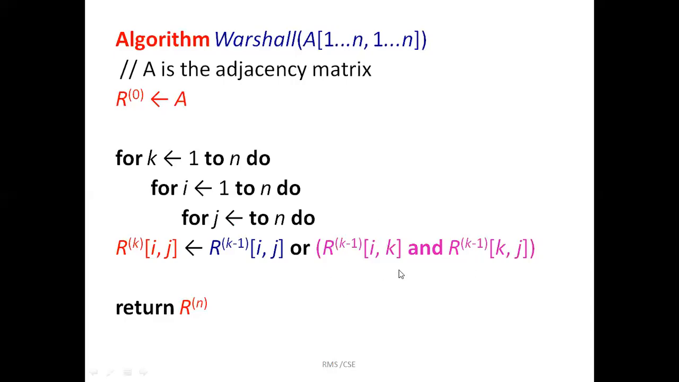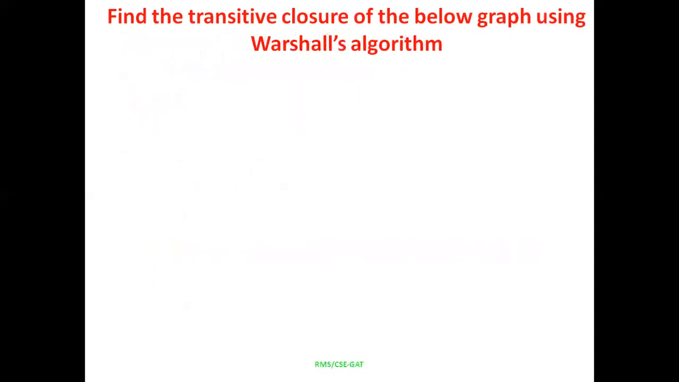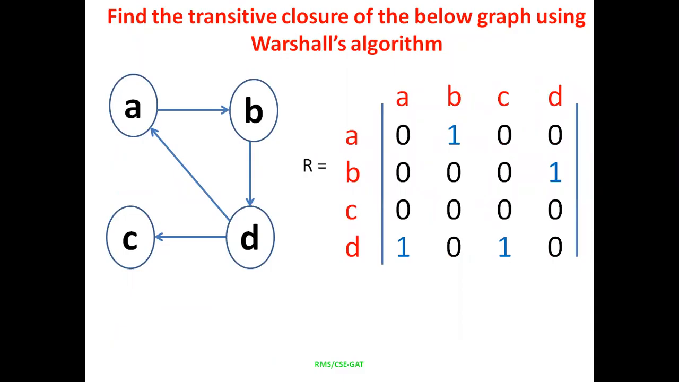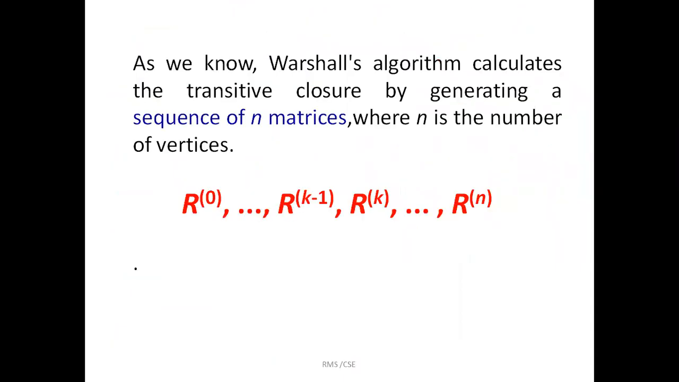So like this, we have to apply this by taking the help of dynamic programming, that is, using previous answers to get the next answer, the next solution. So repeat this till I get the final matrix, which gives us the transitive closure. So let us consider an example of this graph to find the transitive closure. To begin with, I have to start with R^0.